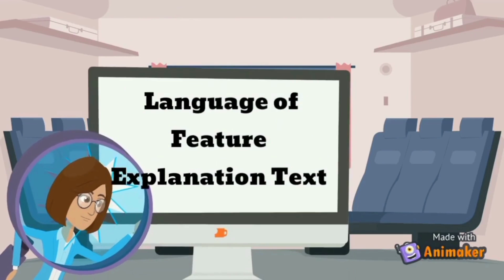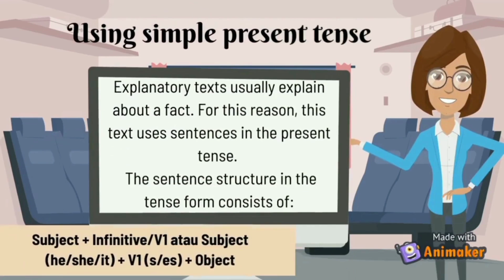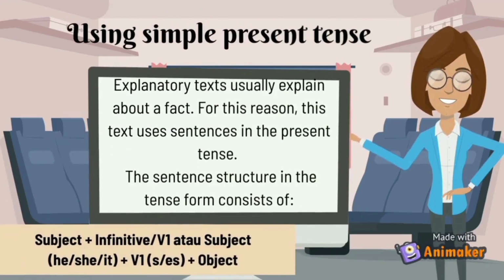Language features of explanation text. Using simple present tense, explanatory text usually explains a fact. For this reason, this text uses sentences in the present tense. The sentence structure in this tense consists of subject plus infinitive or verb 1, or subject he, she, it plus verb 1 with s, plus object.